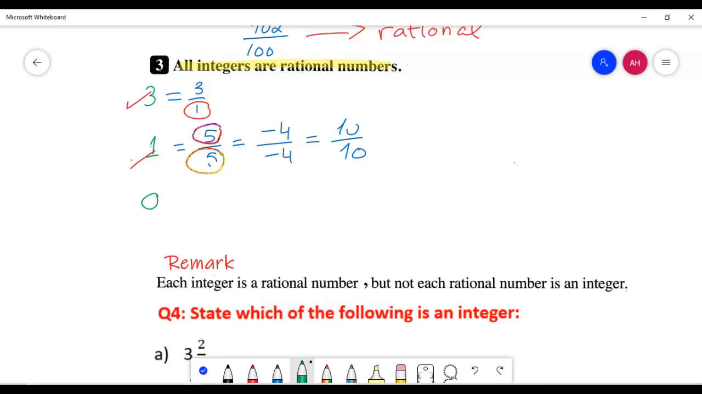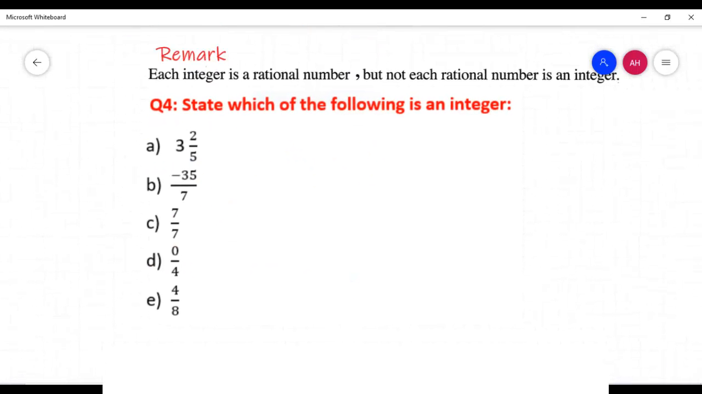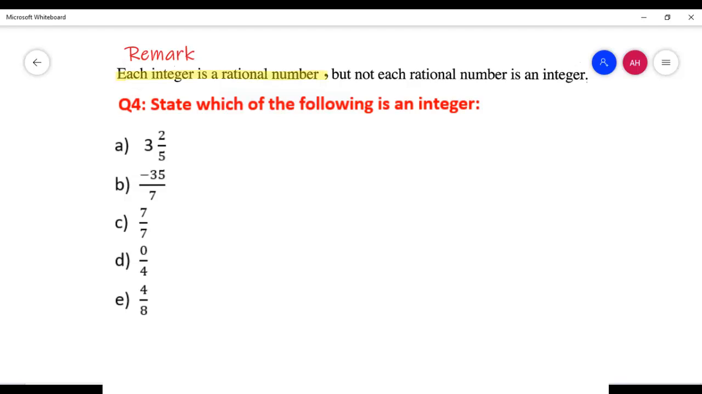And what about 0? Can I write 0 in the form of a rational number? Yes, sure. Simply, 0 is equal to 0 over any denominator. If I divide 0 by any number, I will always get 0. So 0 over any number is equal to 0. As a result, I have reached that this integer, I can write it in the form of a over b. Let's go now and see this remark. Each integer is a rational number. But keep in mind that not each rational number is an integer.